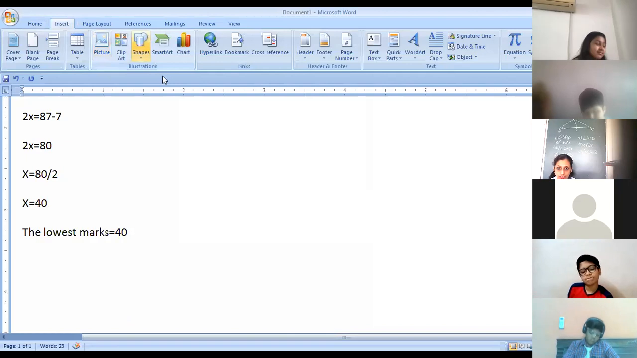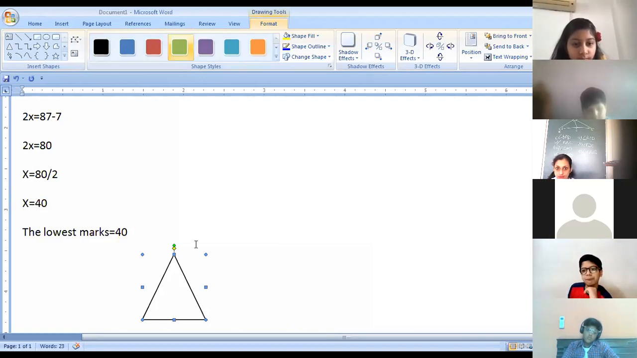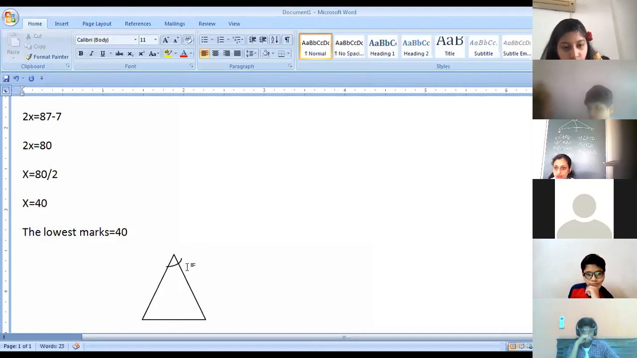See, in the question they are saying there is an isosceles triangle. This is an isosceles triangle. In an isosceles triangle, two sides are equal. So we have made two sides equal over here, and the vertex angle is 40 degrees. So this is called your vertex angle. This is your vertex angle that is given as 40 degrees.